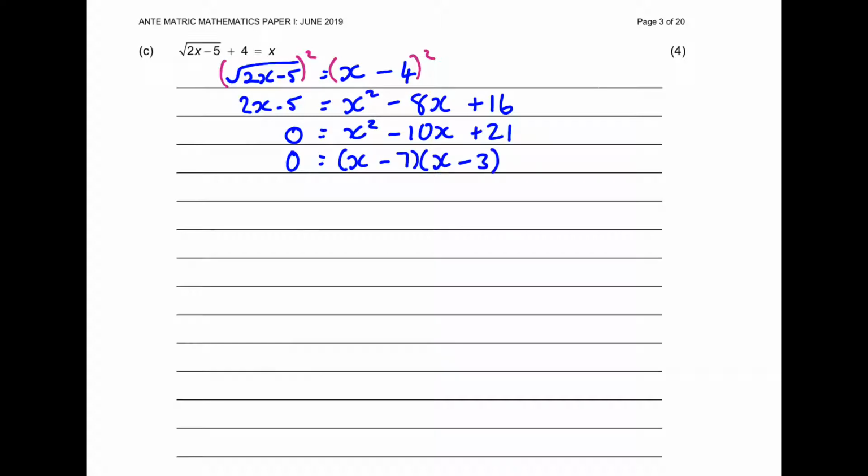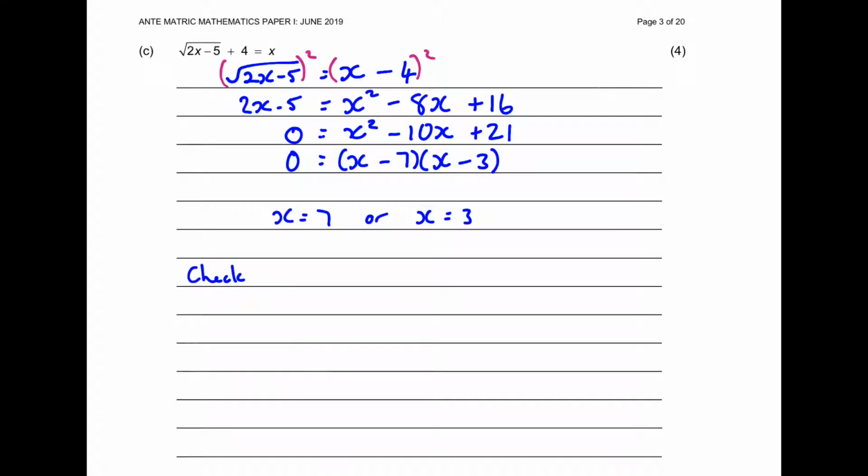Quick check that you factorized it correctly. Multiply the last two terms. Negative 7 times negative 3 does give us positive 21. And then your outers, minus 3x, plus your inners, minus 7x, does give you negative 10x. So we potentially have two solutions, x equals 7 or x equals 3. So let's do the check.